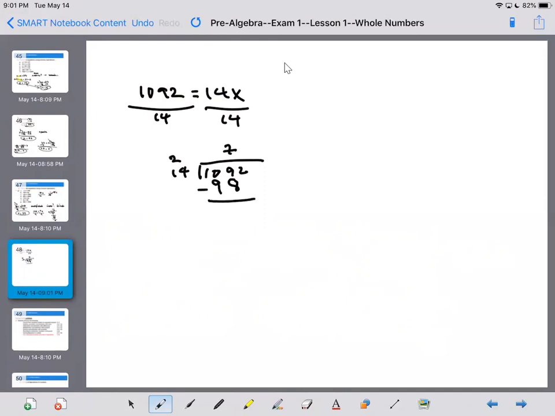109 minus 98 is 11. And then I'll bring down my 2 here. And so 14, and then that should be 8. 8 times 4 was 32. So I put my 3 up here. 8 times 1 is 8, plus 3 is 11. And so it divides evenly. X would be 78.